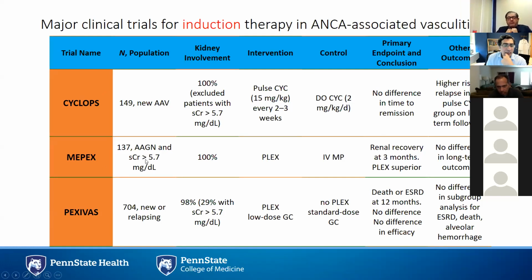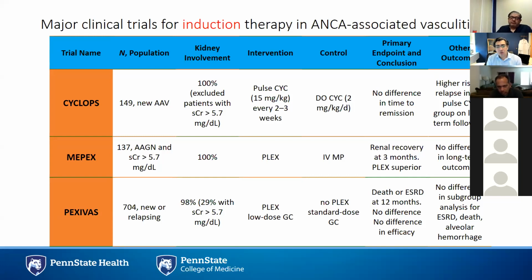lower than the oral. Then the two classic trials, one is MEPEX, followed by PEXIVAS. MEPEX was severe ANCA-associated GN with creatinine more than 5, 100% kidney involvement, and these patients received plasma exchange therapy, PLEX. The control arm received IV methylprednisolone, and the outcome was renal recovery at 3 months. At 3 months, they noted that PLEX was superior, and there was no difference in long-term outcomes in these studies.